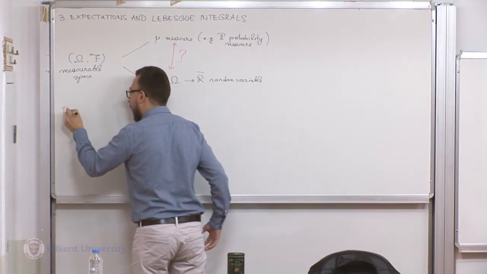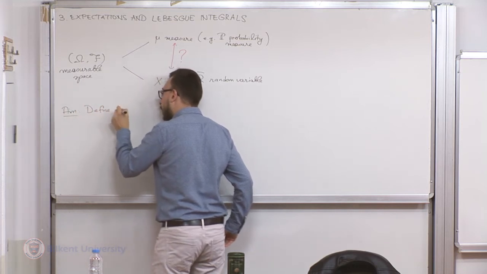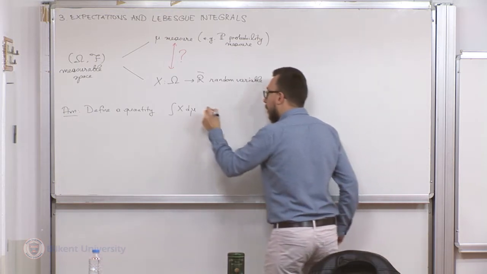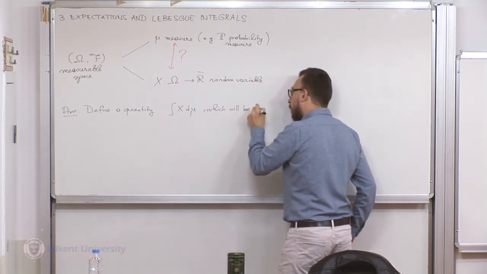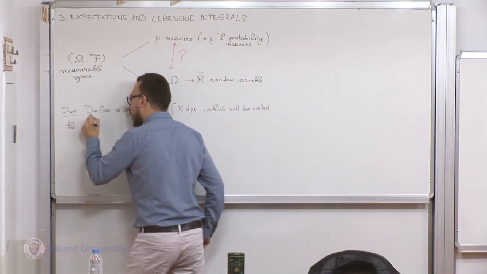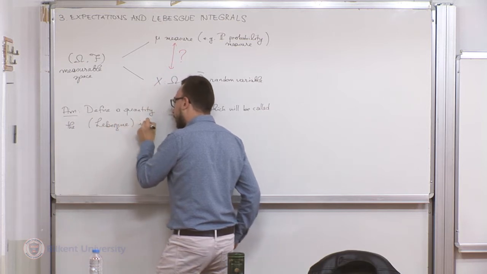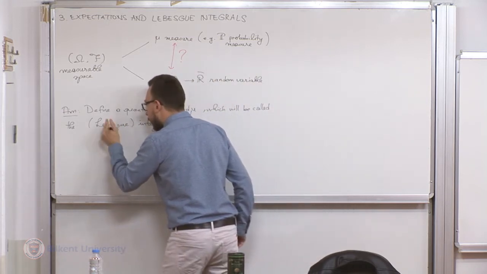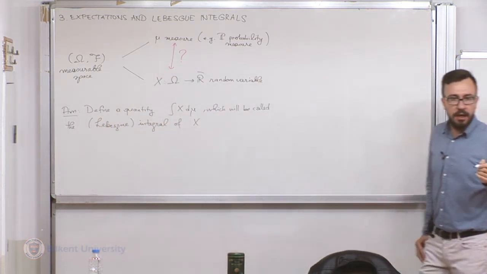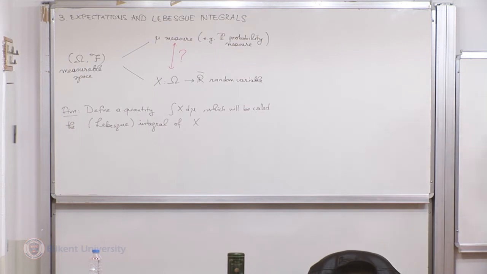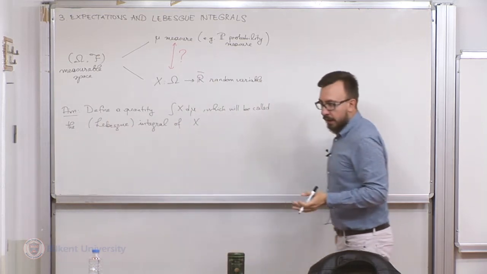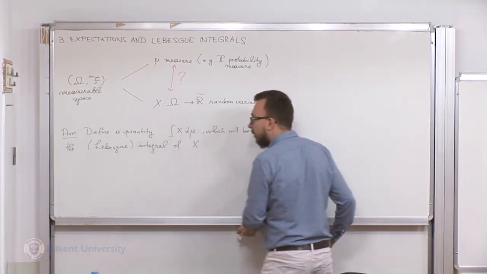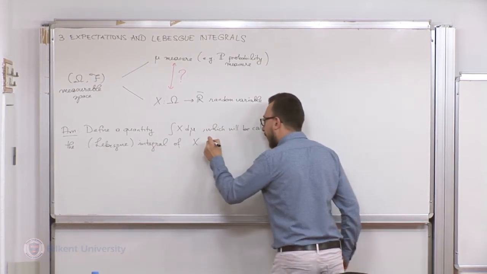So what is the interaction between the two? Our aim today is to define a quantity ∫ X dμ, which will be called the Lebesgue integral of X. Lebesgue is the name of the mathematician who constructed those integrals, I think at the beginning of the 20th century. And that was, if I'm not wrong, even part of his PhD thesis. So that was an impressive work, which we still use today. The Lebesgue integral of X with respect to μ.